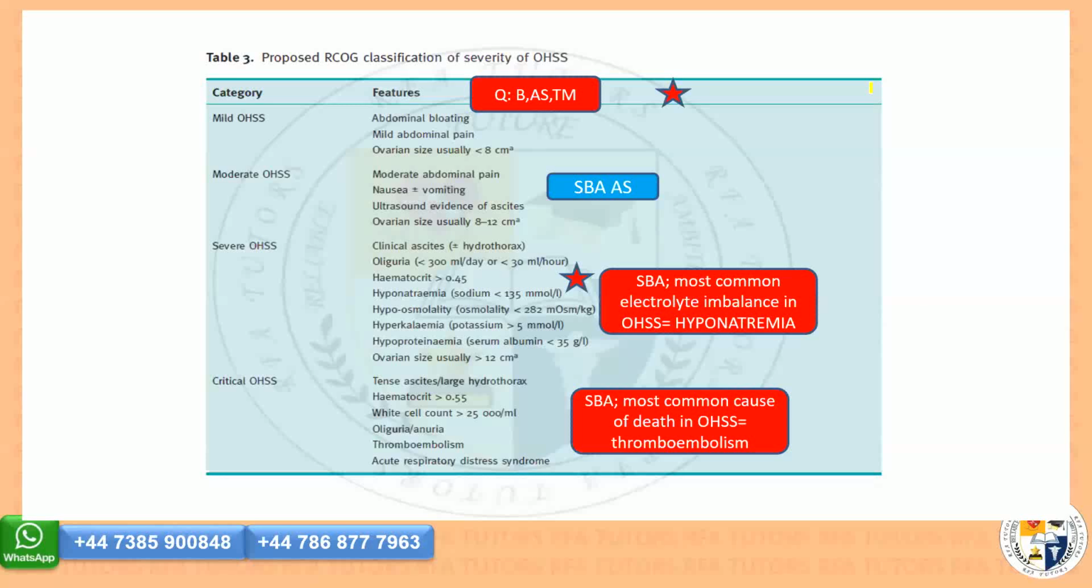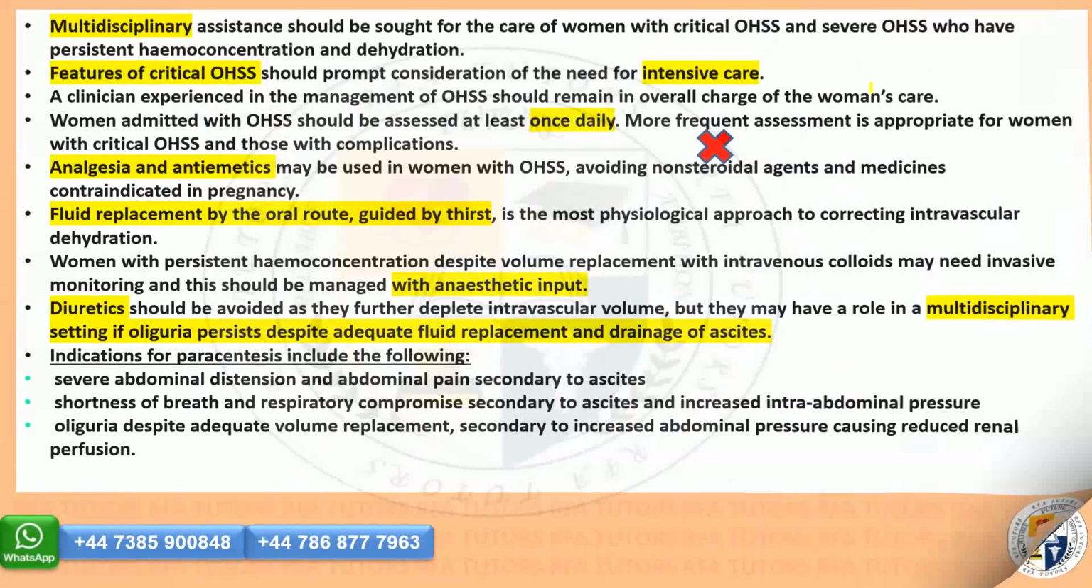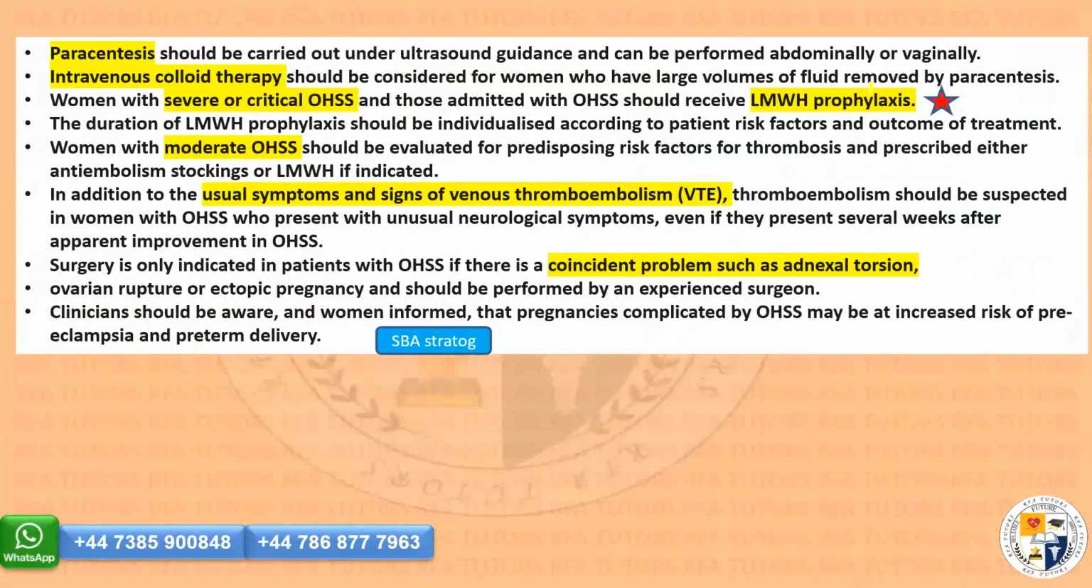About the category RCOG classification, it always comes. The severe is an exam question, and the mild OHSS is one of the exam questions. So I'll put a star on that. That would really help. In this way, low molecular weight heparin prophylaxis is overlapping with Green Top Guideline 37A. And again, I'll put a star here. That would help, because this guideline has this question that we have to give low molecular weight heparin for the severe and the critical. That is your exam question.